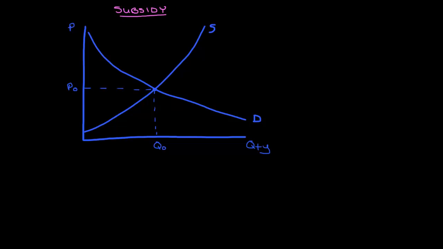Let's take a look at how a subsidy would affect a competitive market. A subsidy is like a reverse tax. In this situation, instead of the consumer or the producer paying something to the government, the government is actually paying them for every unit that they produce or consume. To analyze a subsidy, we're going to start by using what we call a subsidy wedge.